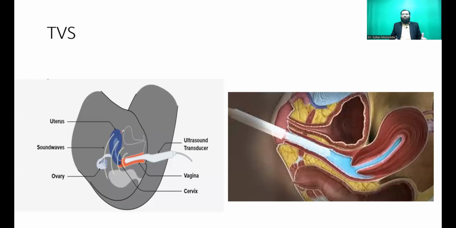Now, this is how the probe is inserted into the vagina. We had discussed this even yesterday. Coming to this probe, it has to be covered with a barrier. Now, I'll tell you something which I did not tell you yesterday.